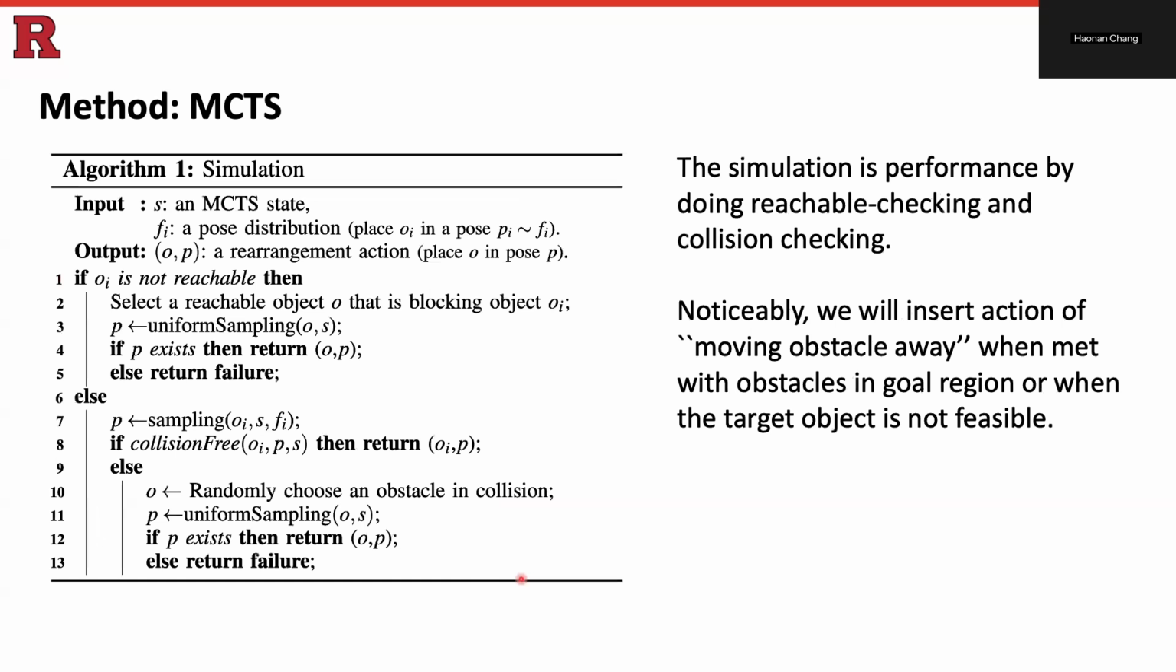In the simulation step, we actually perform a reachability check. We check which objects are reachable or not reachable. And we will also check collision: if I want to do this action, is this action collision free, or will it be in collision with some other objects? In either case, we will insert the action of moving the obstacle away when we meet an obstacle in the goal region, or when a target object is not visible.